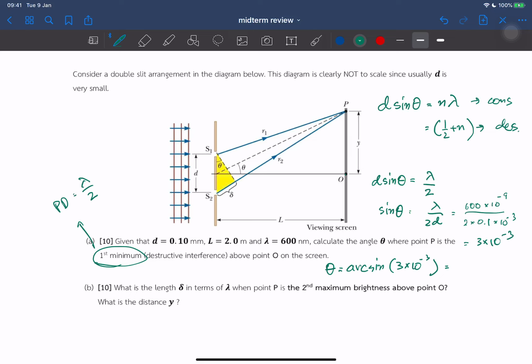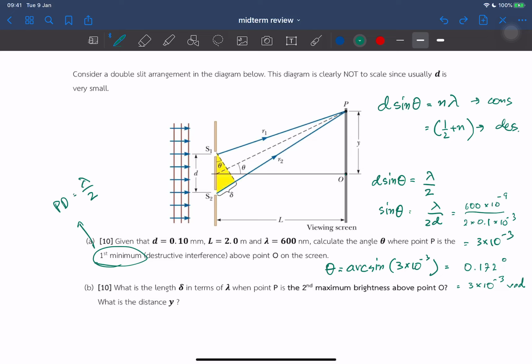So in this case, I don't really care which unit you use for the answer. If you do degrees, it's going to be about 0.172 degrees. Or if you do radians, it's going to be roughly 3 times 10 to the minus 3 radians. Okay, either one is fine, as long as you write down what unit you are talking about. So that's the first question.